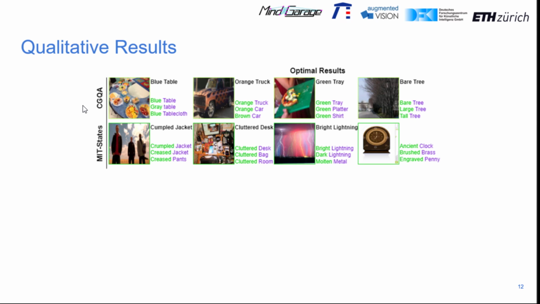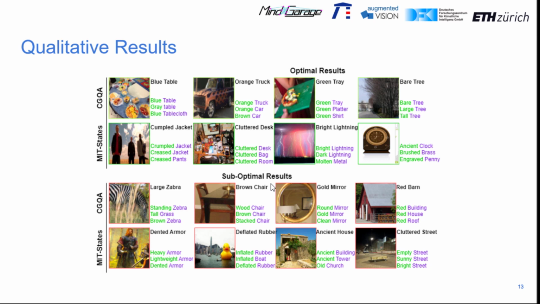Here we show qualitative results. It can be seen that our model shows good performance in complex compositions like blue table. Amongst suboptimal results, we observe that our model is able to predict correct compositions in the top 3 predictions, such as dented armor, deflated rubber, and gold mirror. We also observe that in incorrect predictions, our model is producing meaningful predictions, such as a large zebra image has tall grass and also a zebra that is standing.